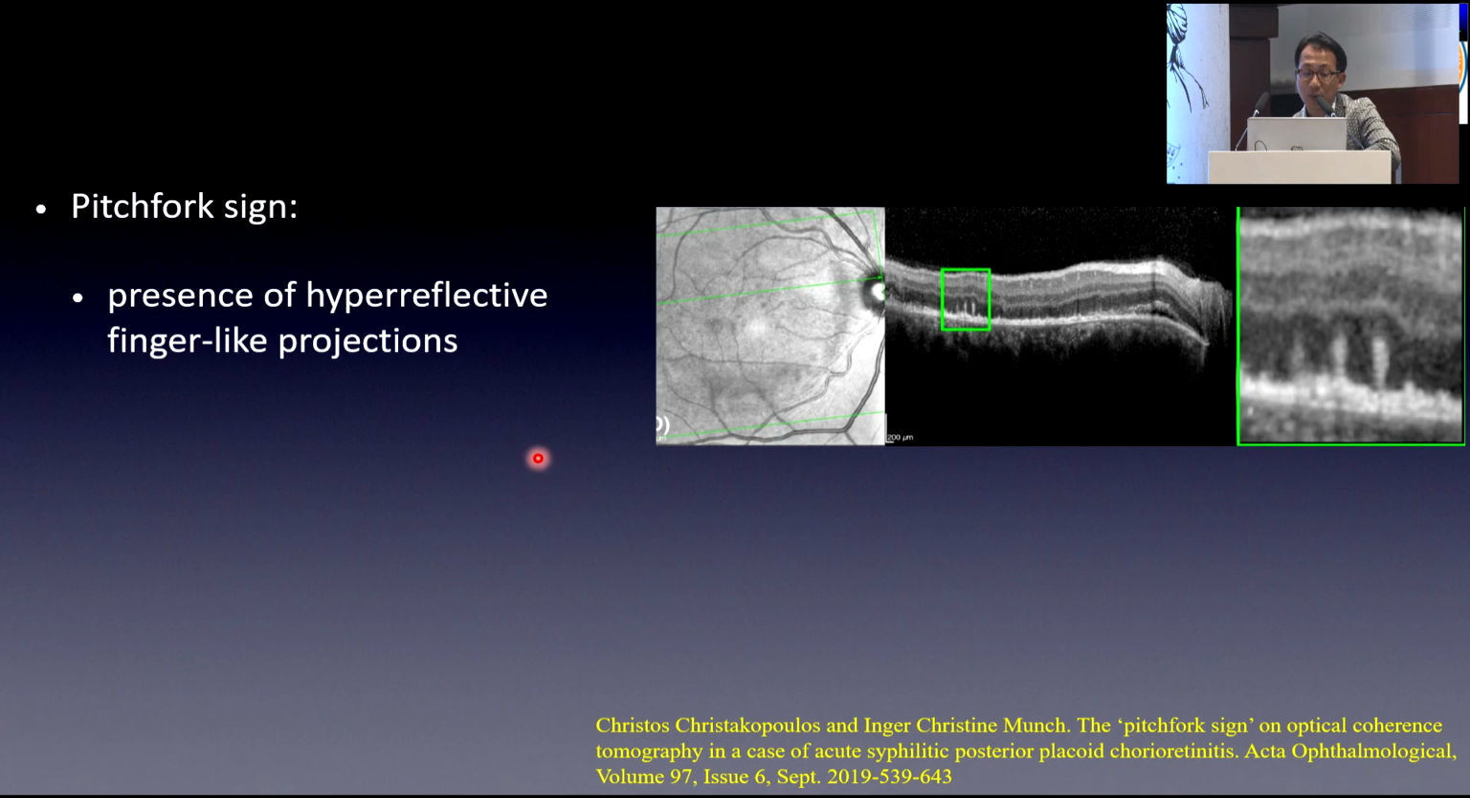Another sign is the pitchfork sign. You can see here finger-like projections towards the retina, the outer retinal layers. This is usually seen in syphilitic lesions, toxoplasmosis, tuberculosis lesions, and sometimes in inflammatory CNVM also.